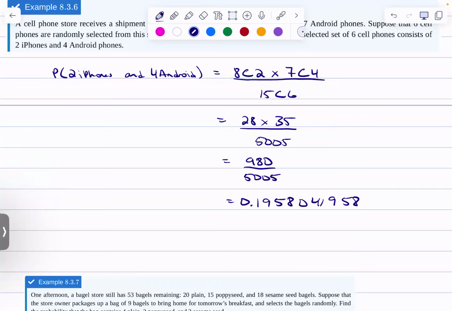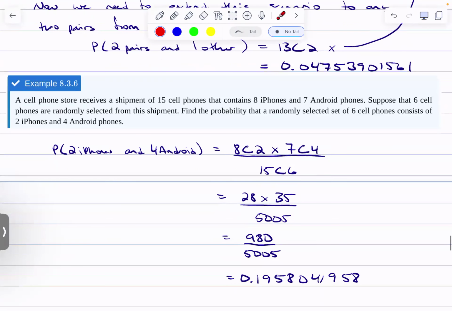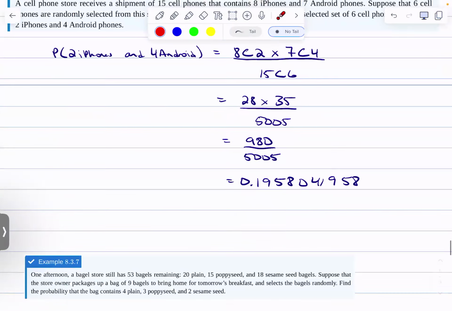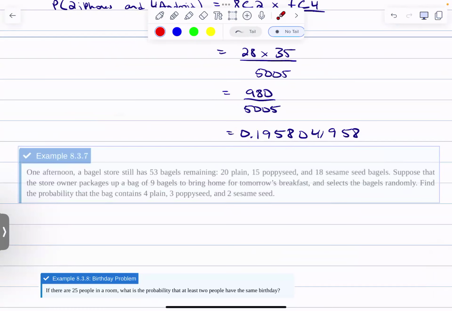0.1958. This one feels a lot more reasonable for a final exam. Something like that. Nice. Or like this.